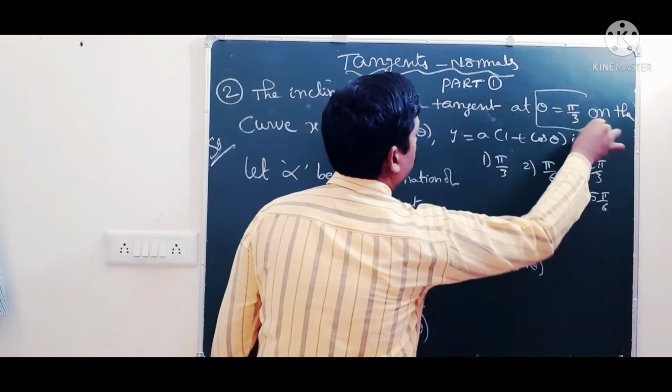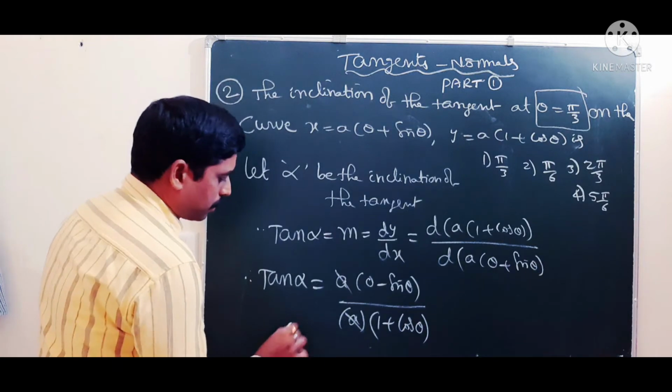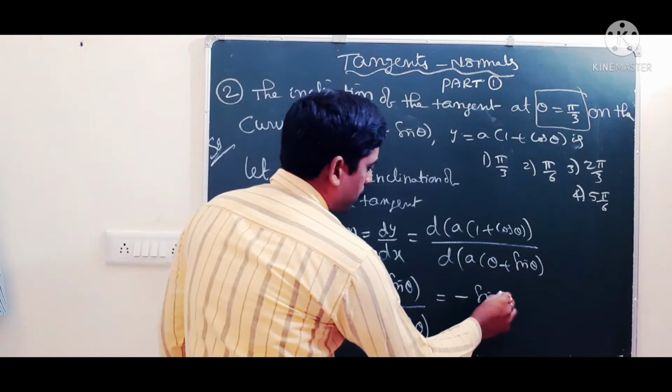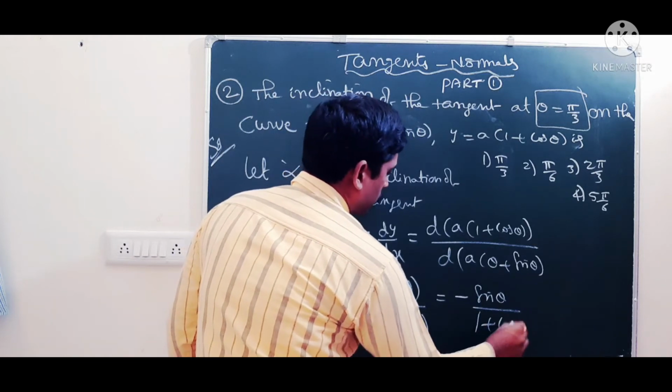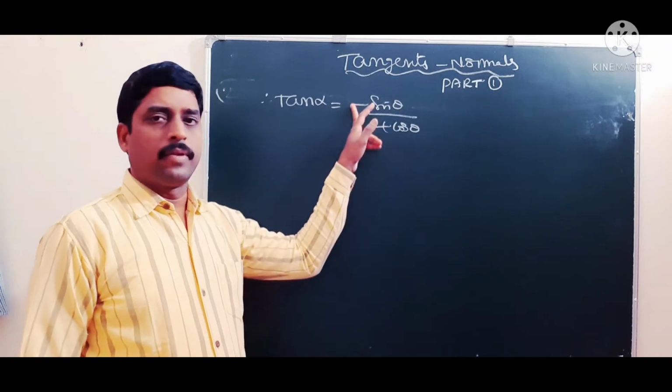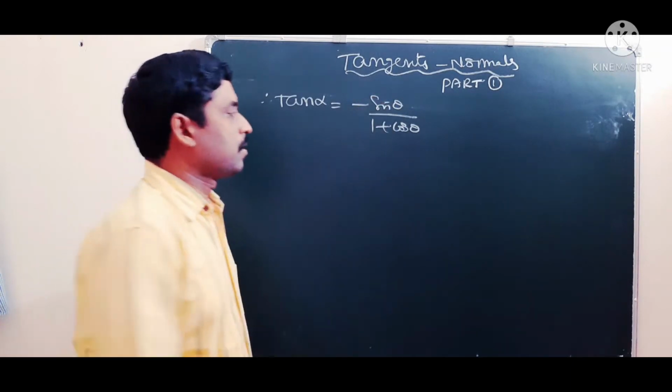So with respect to theta derivative, at theta is equal to, what is given? At theta is equal to pi by 3. Okay, at theta is equal to pi by 3, first write this value: minus sin theta by 1 plus cos theta. Okay, we got minus sin theta by 1 plus cos theta.